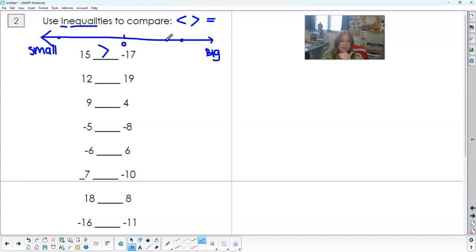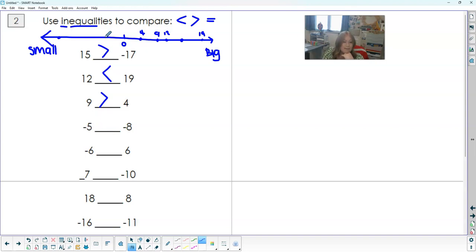We'll stick 12 here. And you can label it if you want to help remember. So then 19 is going to be over here. So I can see that 12 is smaller than 19, right? It's closer to the small. Okay, now we have 9 and 4. I don't need a perfect number line. I just need to think about where they would be on the number line. If drawing out a number line helps you, then do it. So 9 is greater than 4. Just the way we read it, 9 is greater than 4. We see the big side first, we say greater. We see the small side first, we say less than.